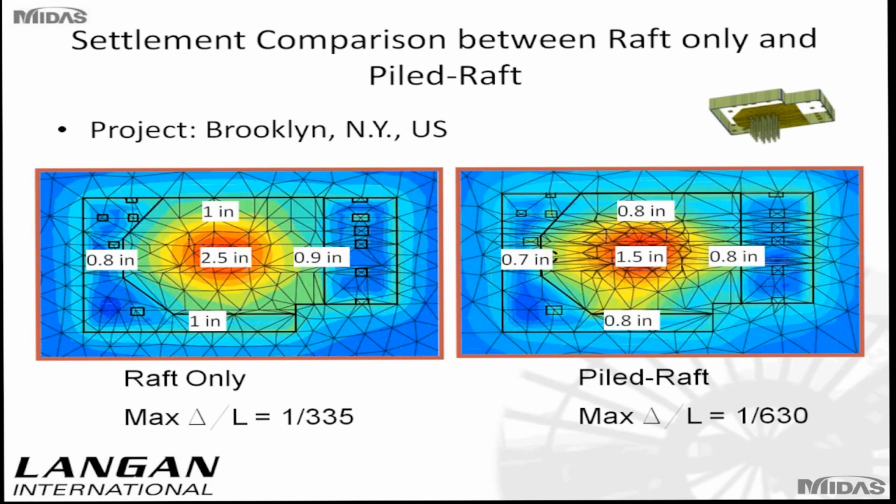So here we compare settlements of a raft and a raft with piles. On the left-hand side we have settlements of a raft alone, and we see that some differential settlements are high and the structure cannot take them. From 2.5 you go to 0.8. Whereas if you put piles under the center of the raft, you end up reducing the differential settlements, and therefore the angular distortion is reduced to half from the case where you had the raft only.